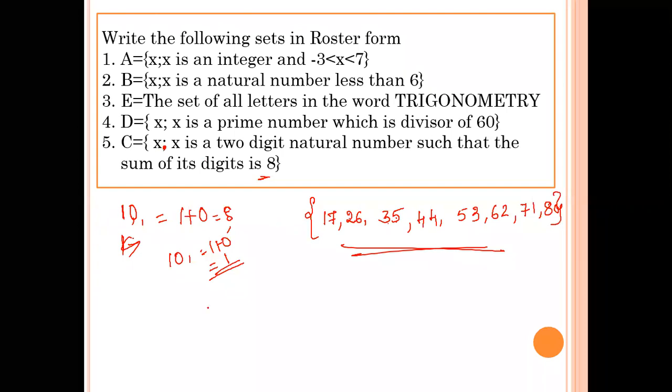What is the name of the set? Set is equal to C. So 17, 26, 35, 44, 53, 62, 71, 80. All these are natural numbers, and all of them are 2-digit natural numbers. When we add their digits, we get the answer equal to 8. Okay, hope this was clear.